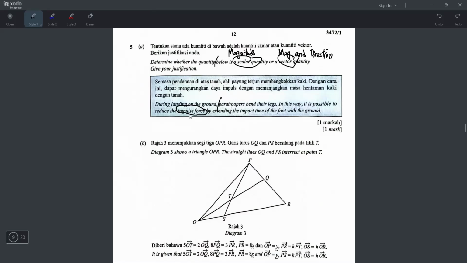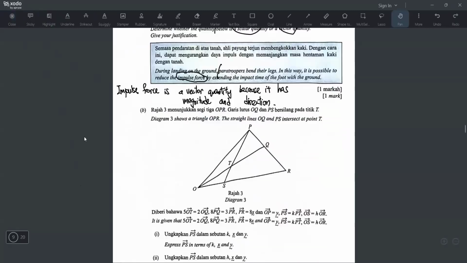Force is memang a vector quantity, because when you lift up something, you can lift up, you can put it down, right? There's a direction. So force is a vector, and we can write down here: impulse force is a vector quantity. They say give a reason, right? So you can just write because it has magnitude and direction. So force is a vector quantity. Now we can do B.